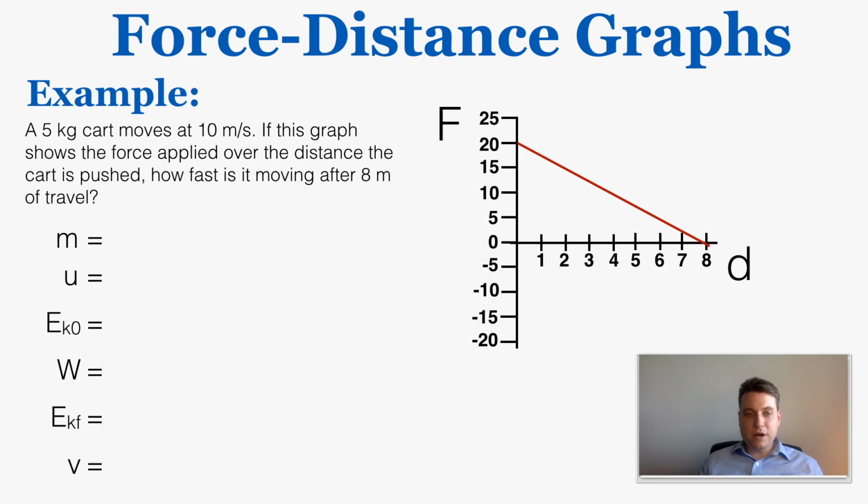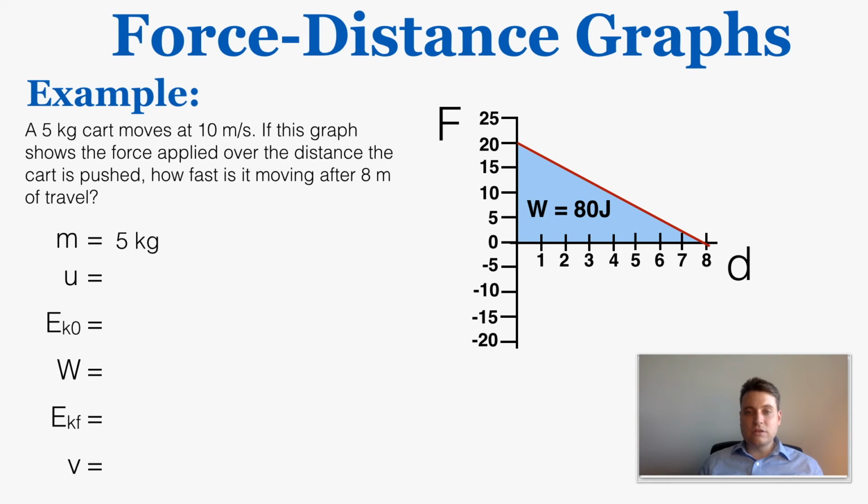As a quick example problem, we can say a 5 kilogram cart moves at 10 meters per second. If this graph shows the force applied over the distance the cart is pushed, how fast is it moving after 8 meters of travel? So this is equal to the work. I can see that that work done on the cart is going to be 80 joules, 1/2 base times height. The mass of the cart here is 5, and the initial velocity is 10 meters per second.